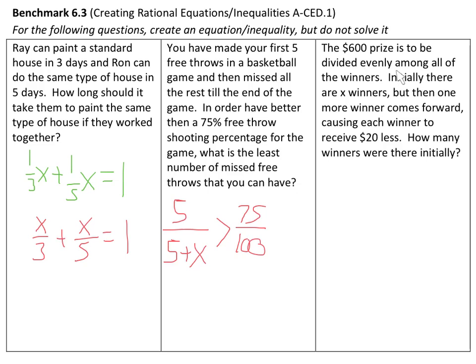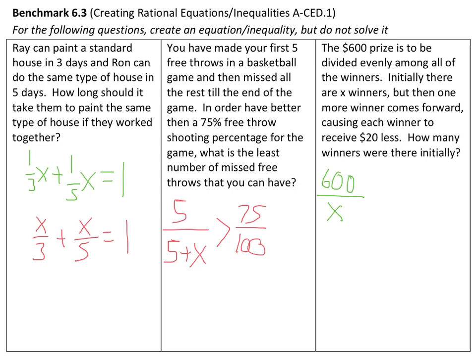Alright, let's look at this last problem. A $600 prize will be divided evenly among all the winners. Initially, there are X winners, but then one more winner comes forward, causing each winner to get $20 less. How many winners were there initially? Okay, this is a little bit tougher. Let's think about this. Let's say X stands for how many winners there were initially. And if I want to know how much each person had, I have $600 divided by X, the initial number of people. So this right here would tell me how much each person got initially.